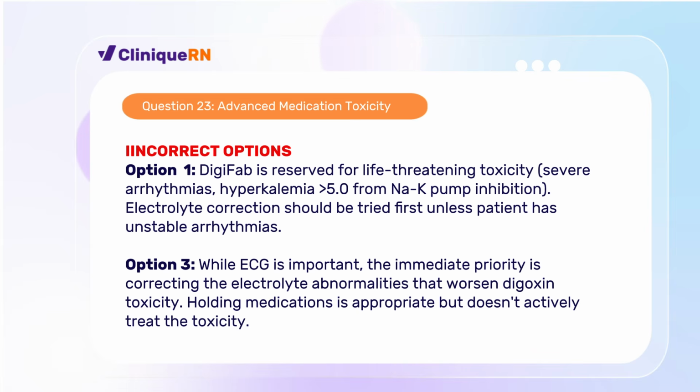Why are other options incorrect? Option 1. DigiFab is reserved for life-threatening toxicity, severe arrhythmias, hyperkalemia greater than 5.0 from Na-K pump inhibition. Electrolyte correction should be tried first, unless the patient has unstable arrhythmias. Option 3. While ECG is important, the immediate priority is correcting the electrolyte abnormalities that worsen digoxin toxicity. Holding medications is appropriate, but doesn't actively treat the toxicity.